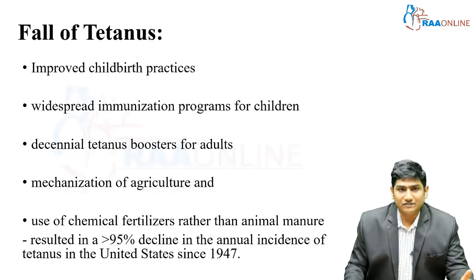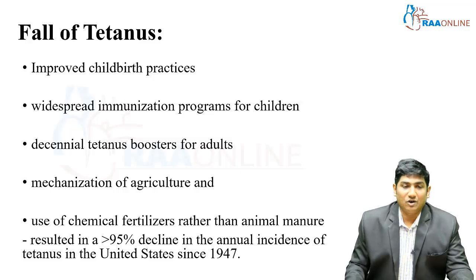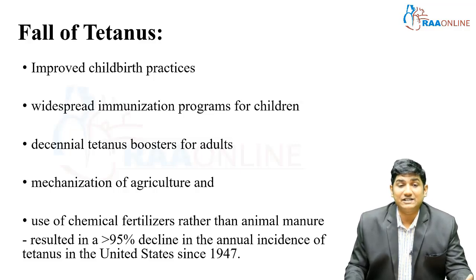Though there were a lot of cases of tetanus previously, it has seen a significant fall because of improved childbirth practices, widespread immunization programs for children, decennial tetanus boosters for adults, and the mechanization of agriculture. More machines are involved in agriculture rather than the human population, and chemical fertilizers are used rather than animal manures. All these things have resulted in more than 95% decline in annual incidence of tetanus in the US since 1947.